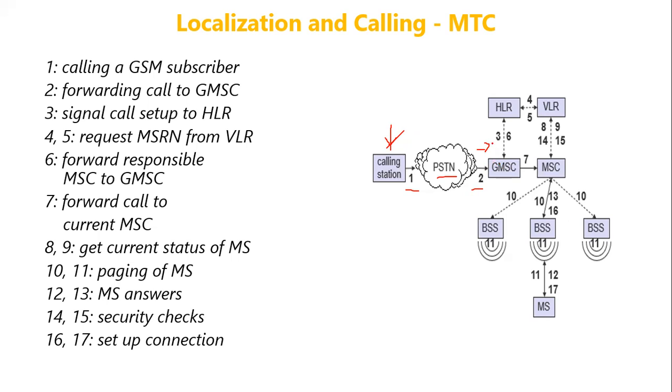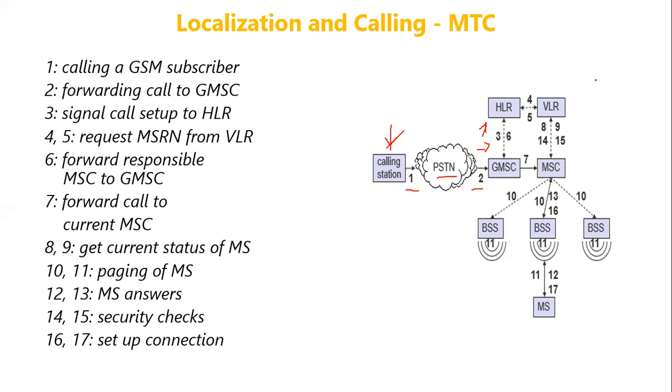Now the GMSC checks the HLR. It sends a request to the HLR to know the identity of that particular user. But we don't know whether the user is in the same location or in some other location.